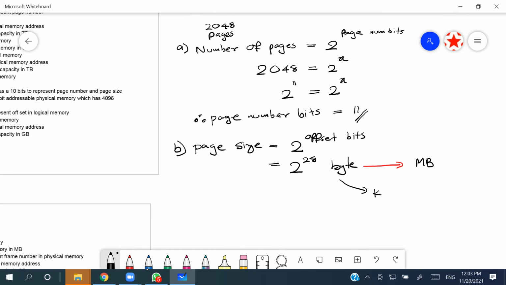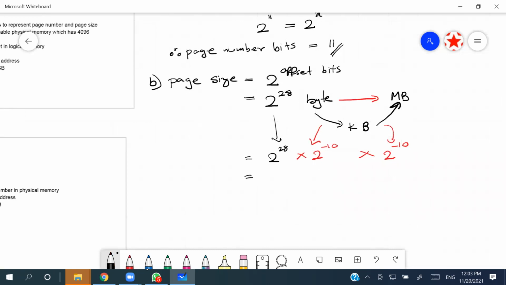So bytes become kilobytes, kilobytes will become megabytes. So 2 to the power 28 comes there. Then from byte to kilobyte, it's 2 to the power minus 10. From kilobytes to megabytes, it's 2 to the power minus 10. So this equals 2 to the power 8 megabytes. That means 256 megabytes. So that is the answer for part B.